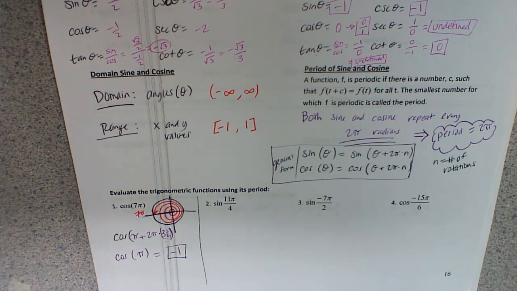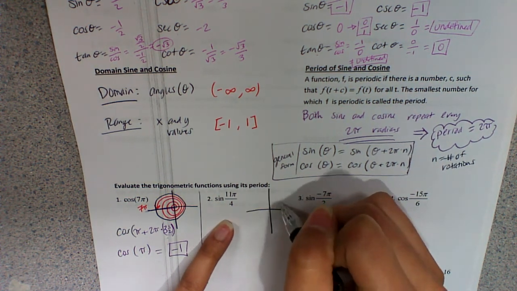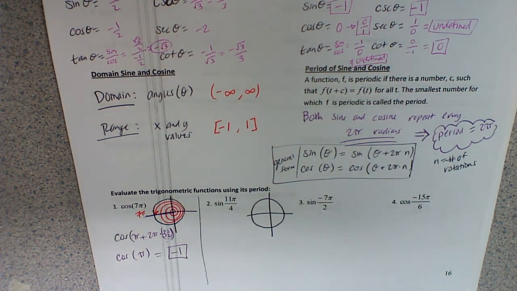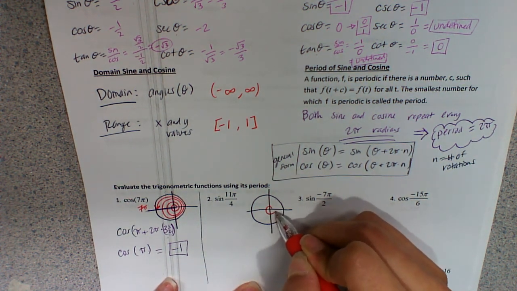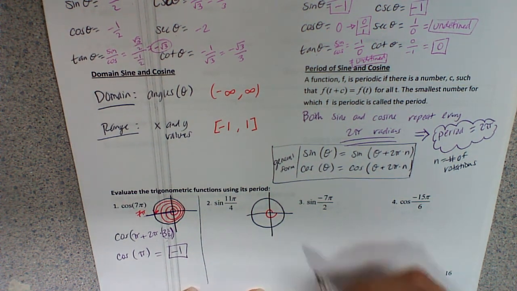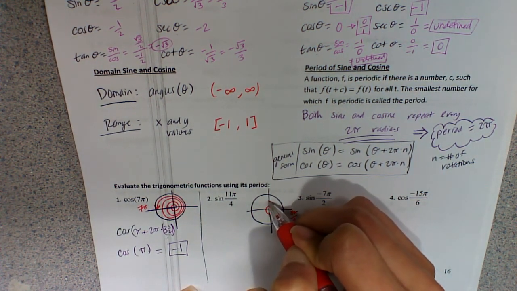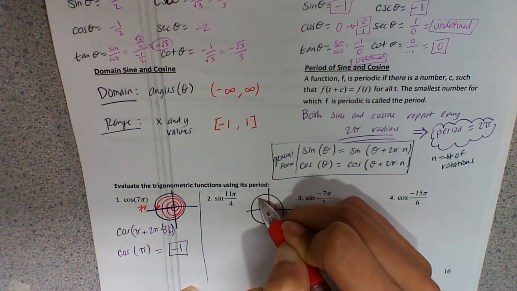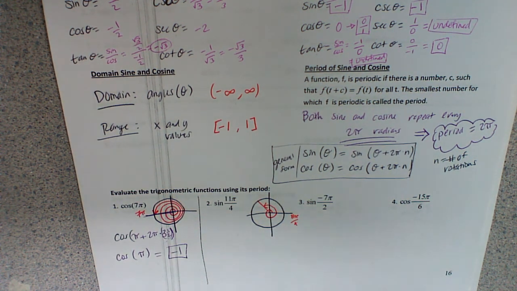Okay, number 2, again, go ahead and pause the video, figure out where 11 pi over 4 would be. Okay, so 11 pi over 4 is past 1 revolution because that would only be 8 pi over 4. We do need a little bit more, so 11 pi over 4 is going to be in the same place as 3 pi over 4. Now keep that in mind. Again, it's in the same place as 3 pi over 4.